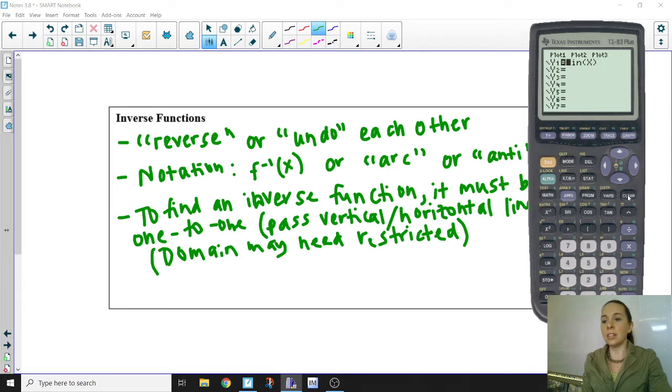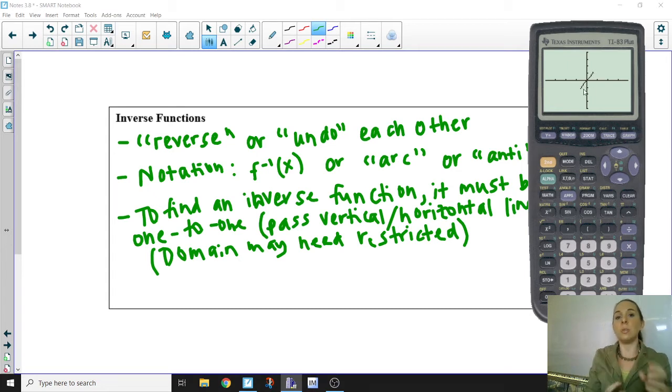And so that's why when you look at the graph of something like inverse sine, let's take a look at what that looks like. You don't see much, right? You just see this little section. And that is because we restricted the domain of our sine to get an inverse function, for it to be a function.